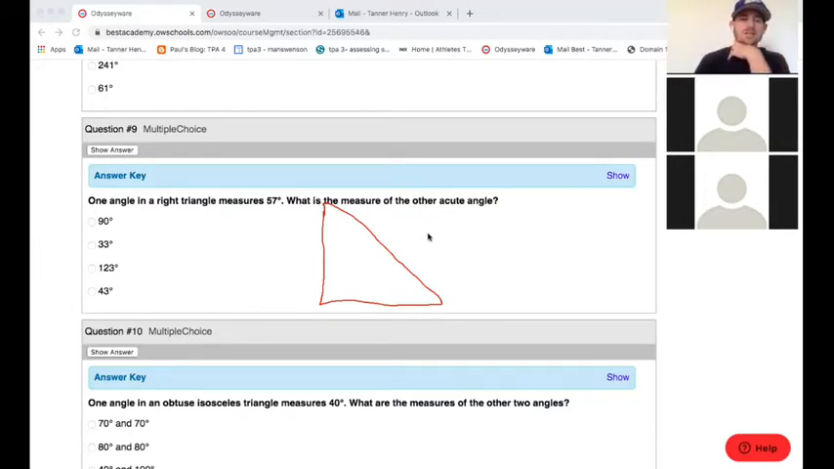Good. Elijah, what are your thoughts? Yeah, I think he's right. All right, so let's do this together. One angle is 57. The other, it says one angle in a right triangle, so that has to be 90. So what's x? What are we missing? So we got 90 plus 57. Okay, 7, 14. So I got 147. Now what do I do with that 147? Oh, you're missing 33. There we go. 180 minus 147 is 33.